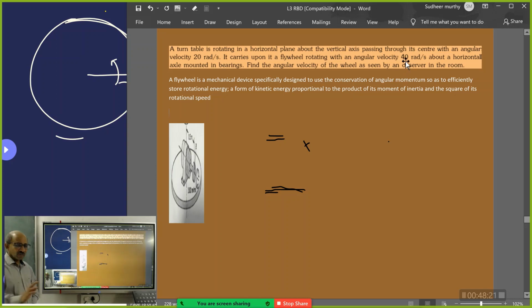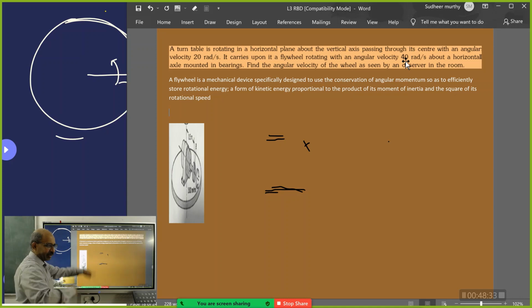See, flywheel is what you know, cycle, no? Cycle, so near the pedal there is a wheel. What is that called? Pedal wheel. Yes. Cycle you pedal, the pedal wheel will go, and there is a chain mechanism which will go and get connected to the rear wheel. But on the rear wheel there is something, a spoked wheel. What is that? That is called flywheel. So what does it do?